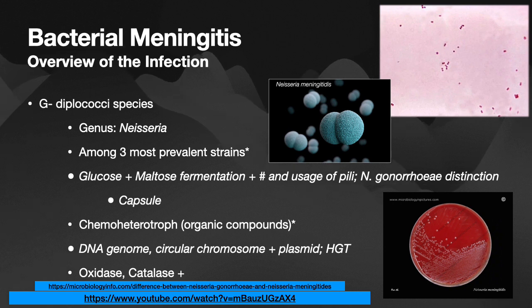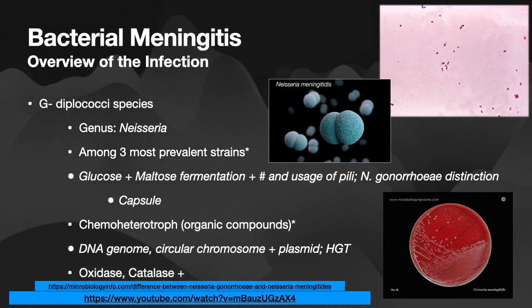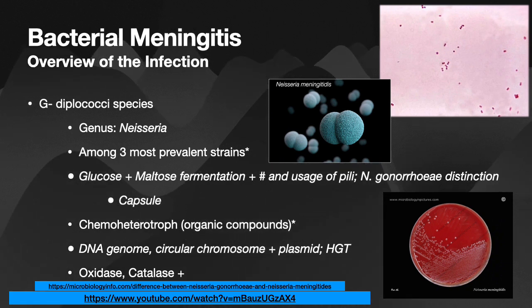Well, meningitis's key difference is that it ferments glucose and maltose, which is not the case for gonorrhea. The other main difference is their pilus or pili. Meningitis has 4 retractable pili, while gonorrhea only has 1. Meningitis also has an antigenic capsule, while gonorrhea does not.